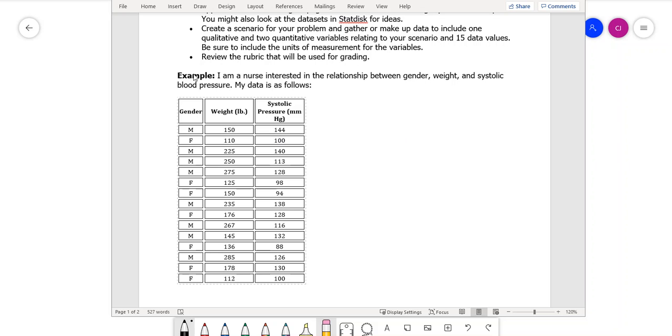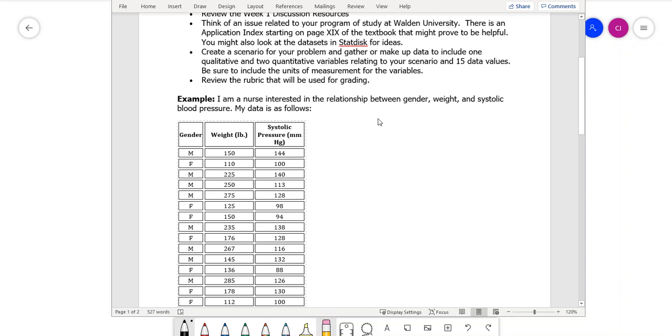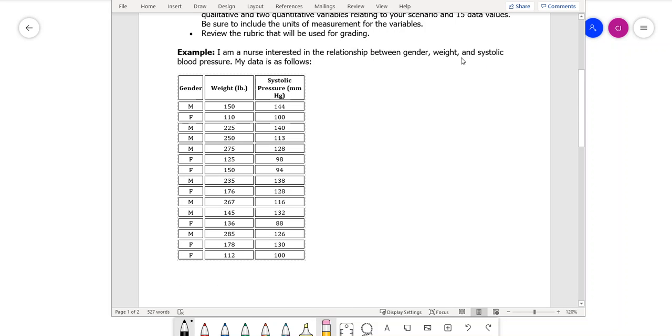So now this is just a very simple statement, like, Kevin, a nurse, is interested in the relationship between gender, weight, and systolic blood pressure. They may have made that up, but it's just the idea that you make a statement about why you picked these variables and how they relate. Maybe this person is in a nursing program at Walden, and they want to see if there are some relationships here.